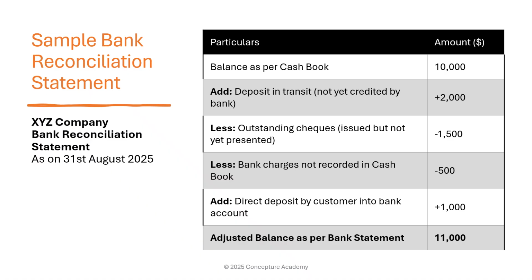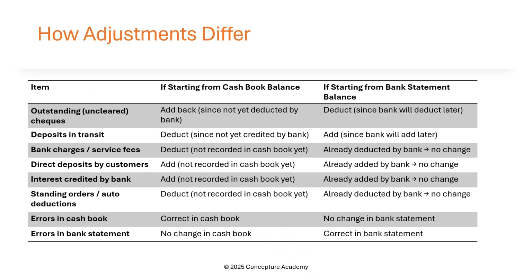As I told you, when preparing the bank reconciliation, we can start from either the cash book balance or the bank statement balance. Then adjustments are made that differ depending on where you start. If we start from the cash book, we adjust for items we missed, like bank charges, direct deposits, or interest. Similarly, if we start from the bank statement, we adjust for timing differences like outstanding checks or deposits in transit. So here is a table to help you understand what adjustment to make if you start from the cash book or from the bank statement. In the end, both methods should lead us to the same adjusted balances.